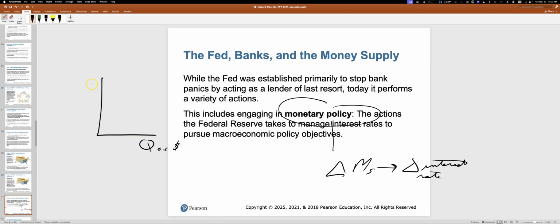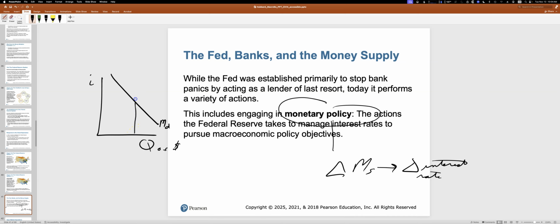Here's my quantity of money. Here's my interest rate, which is the price I pay for money. Here's my demand for money, meaning at high interest rates, I don't want to hold a lot of cash. And at very low interest rates, I have no problem holding a lot of cash, right? Because the interest rates are low, I wouldn't get a lot by saving it in the bank account and whatnot.